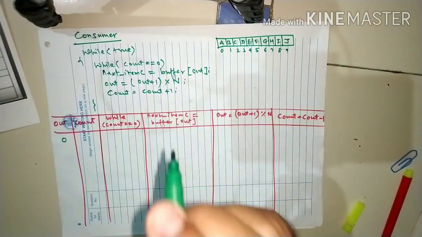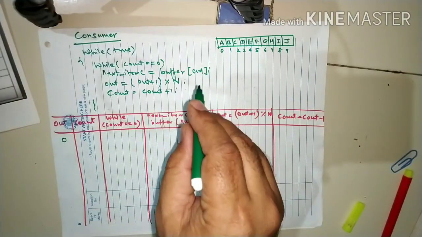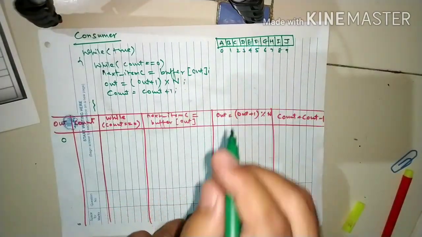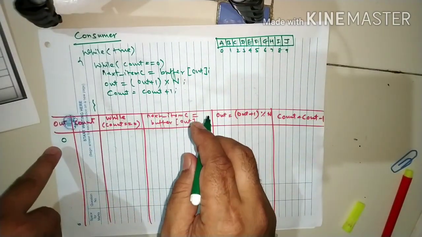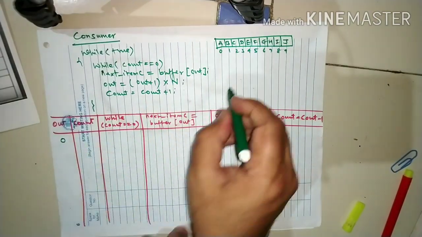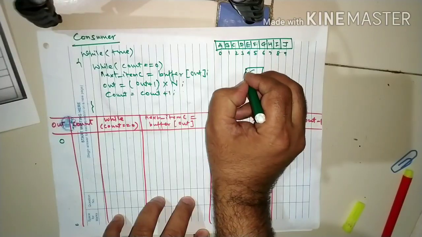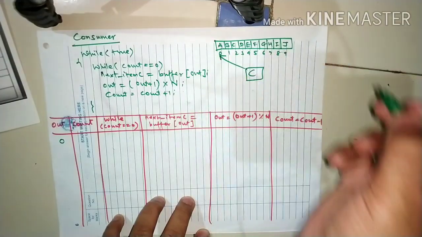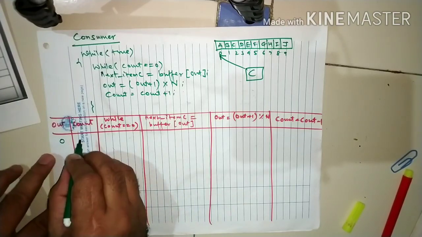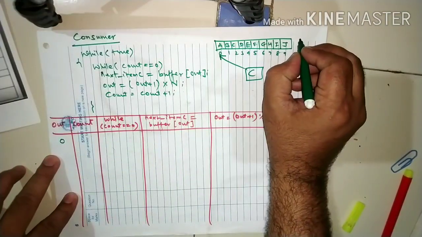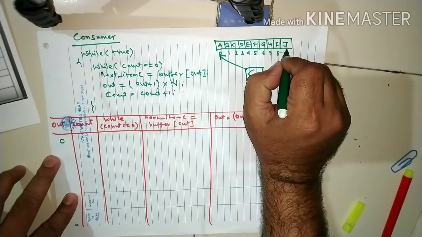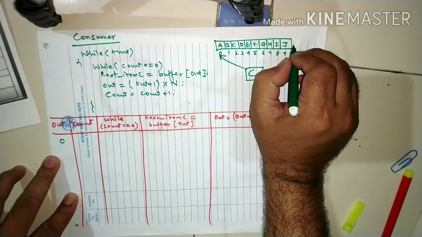Which element does the consumer have to consume first? The element to be consumed first will be identified by its index, which will be held in the out variable. So the consumer will first point to index 0. That's why out is equal to 0. Now count: right now, how many elements are there in the buffer?